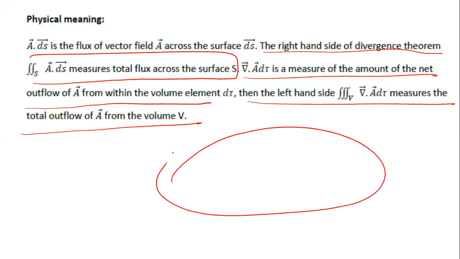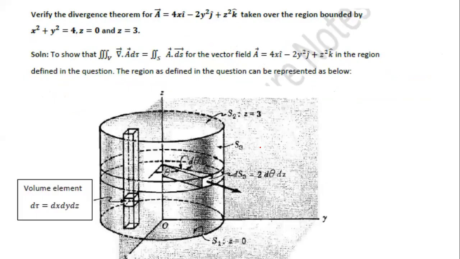So you have any irregular closed surface, and it simply says that whatever outflow or inflow of the vector field you have from a certain volume will be the same as the total amount of the vector field crossing the surface. So okay, that's what it is. Now let's discuss this problem.